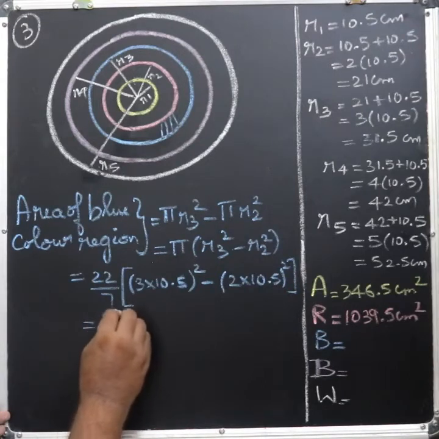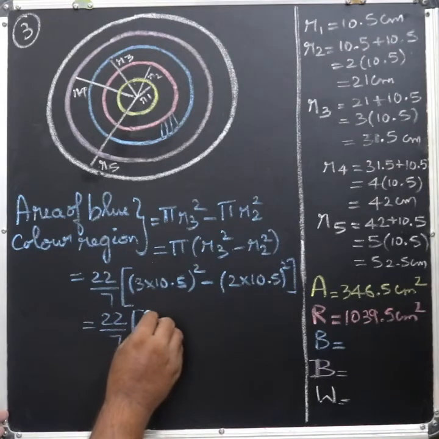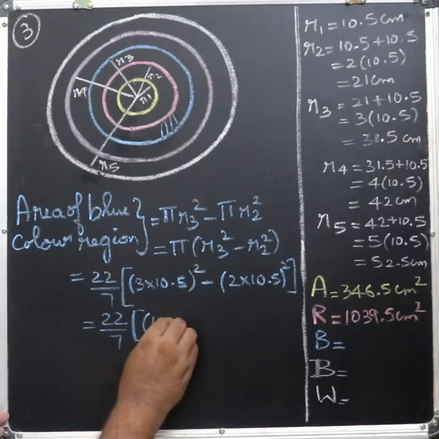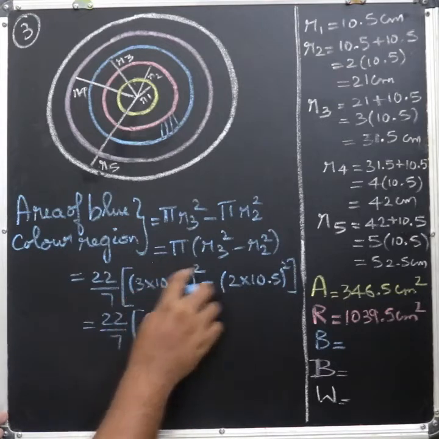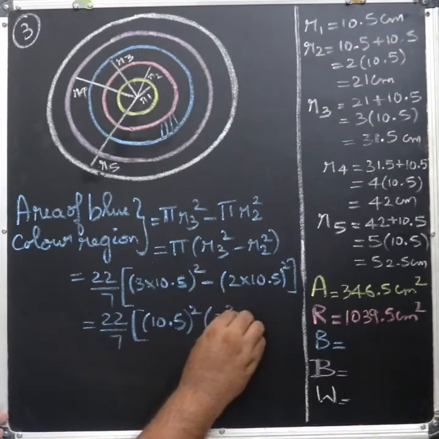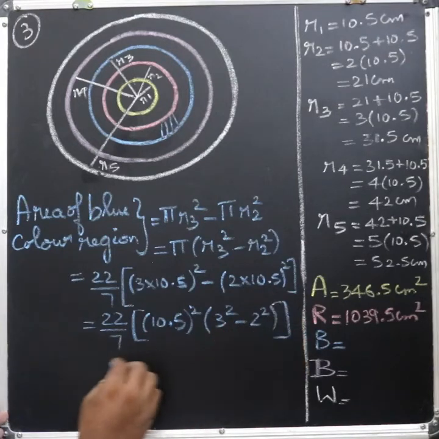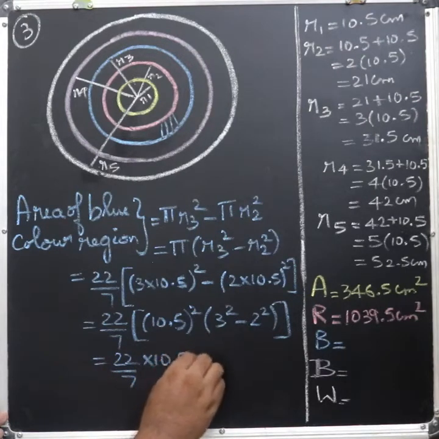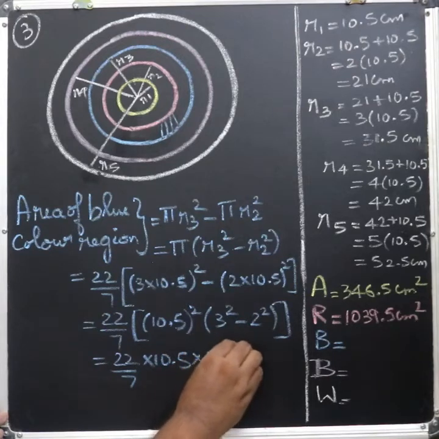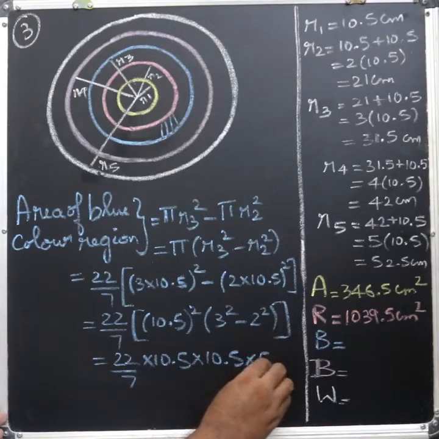Now this is going to be 22 by 7 into 10.5 the whole square. Taking that 10.5 the whole square commonly outside, then we are going to have 3 square minus 2 square. That is going to be 22 by 7 into 10.5 into 10.5. 3 squared is 9, 2 squared is 4, 9 minus 4 is going to be 5.